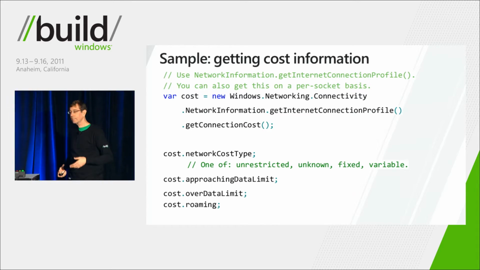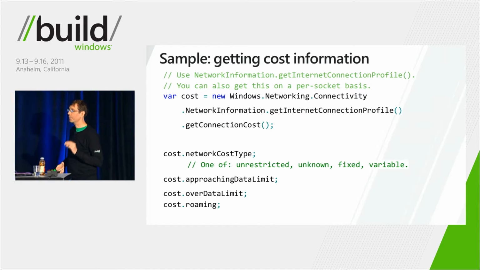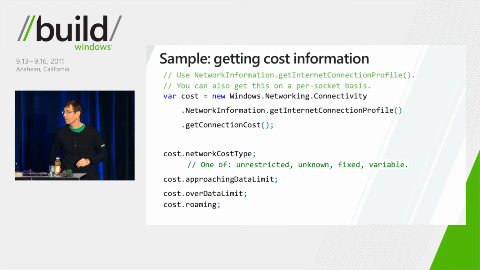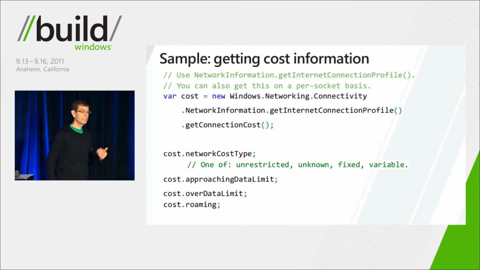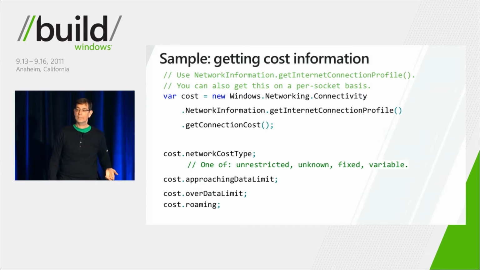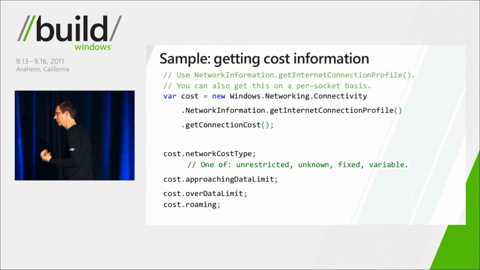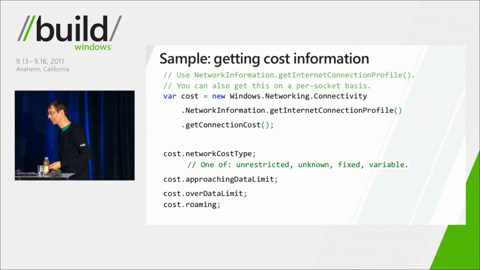So once we get the network cost type, we also find out 3 more bits of information. We find out if you're approaching your data limit. We also can find out if you're over your data limit. And lastly, we can find out if you're roaming or not. And roaming is important because roaming is much more expensive than any other kind of networking.